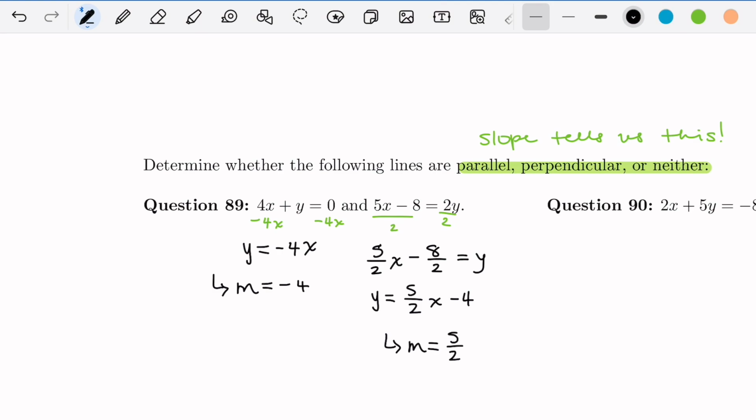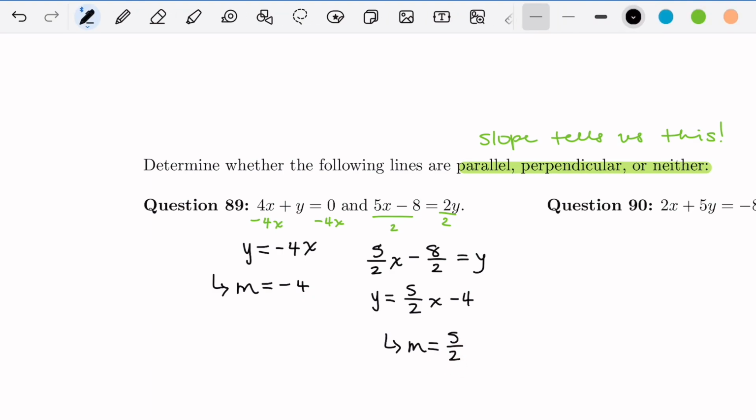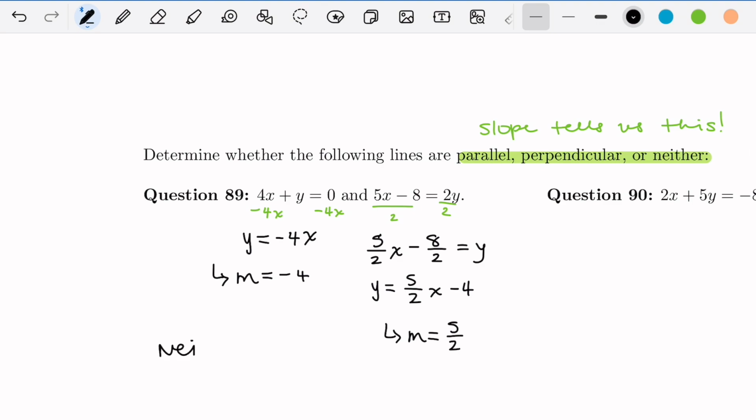All right, now looking at these two slopes, they are not the same, so they're not going to be parallel, but they're also not opposite reciprocals of each other. So in this case here, this is going to be neither. The pair of lines in this example are neither parallel nor perpendicular.